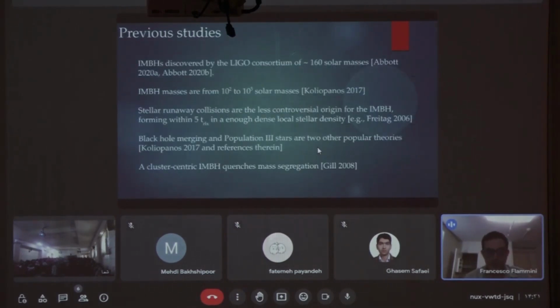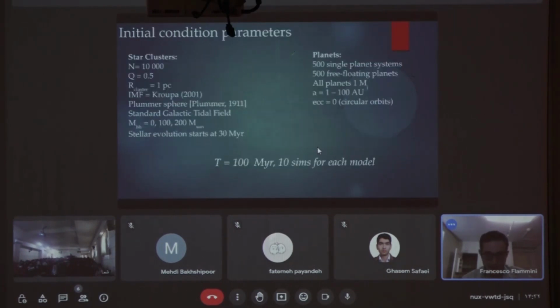As a matter of fact, IMBHs were discovered by the LIGO-Virgo Consortium. They found a 160 solar mass black hole, and those black hole masses range from 10^2 to 10^5 solar masses. The stellar runaway collision is the least controversial origin for the IMBH, and is the one normally used. And we see about the quantum mass segregation.